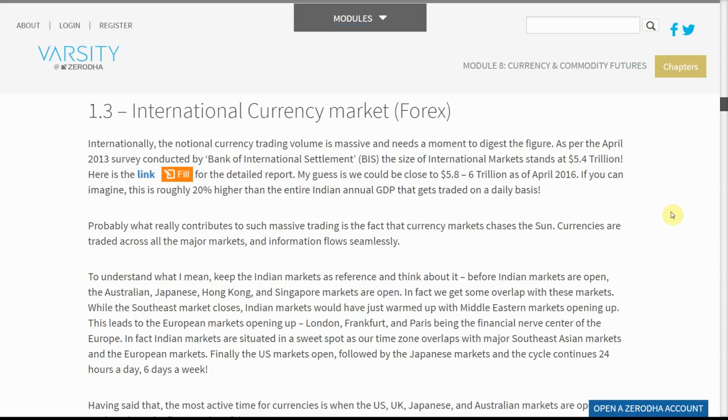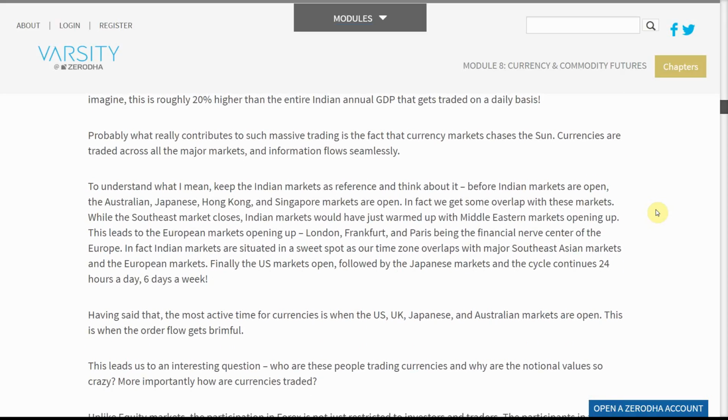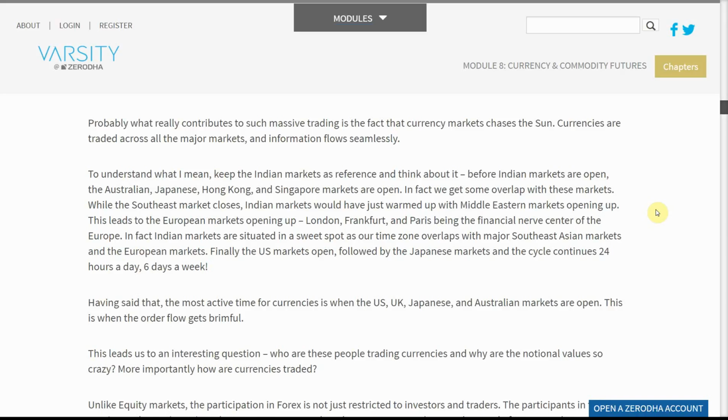Internationally, the notional currency trading volume is massive and needs a moment to digest the figure. As per the April 2013 survey conducted by the Bank for International Settlements (BIS), the size of international markets stands at $5.4 trillion. Here is the link for the detailed report. My guess is we could be close to $5.8, $6 trillion as of April 2016. If you can imagine, this is roughly 20% higher than the entire Indian annual GDP that gets traded on a daily basis. Probably what really contributes to such massive trading is the fact that currency markets chase the sun.